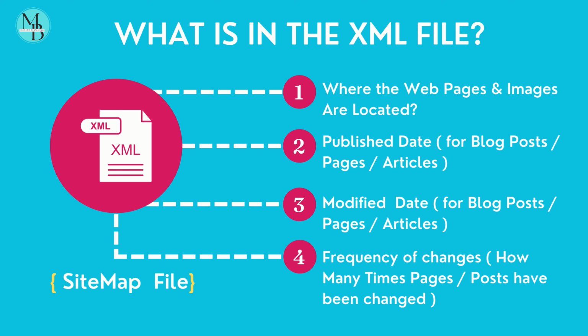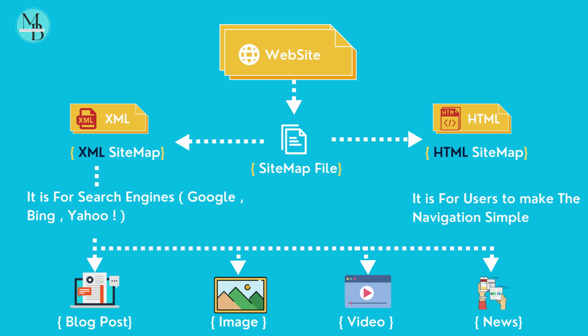There are many other things which come along with the sitemap. So sitemap is basically the relevant information about your website pages, about your images, videos, articles or news for your readers and for your search engines. Before moving further, let's see in detail the basic structure of sitemap. So let's move to my computer screen. Let's see the basic structure of the sitemap.